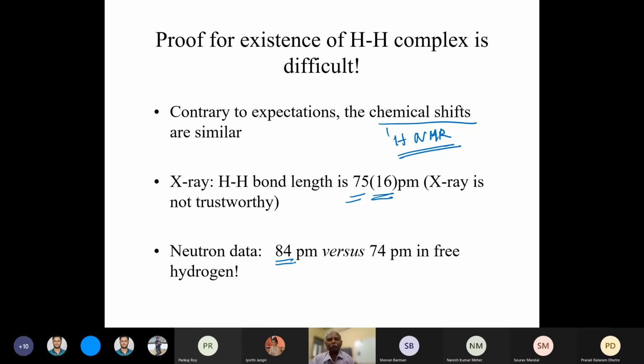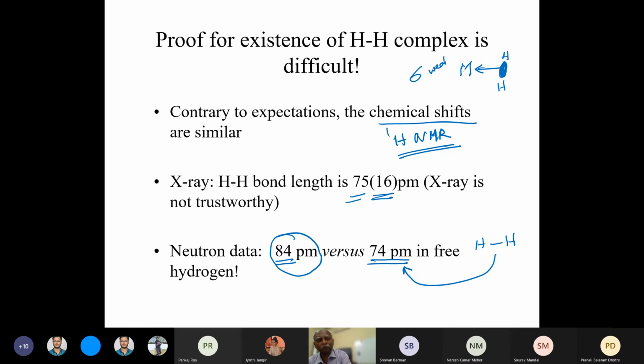Neutron data suggests that it is about 84 picometers in some complexes, whereas 74 picometers is what you find in free H2. That is, hydrogen-hydrogen distance is 74 picometers, and when it is coordinated to a metal, it is elongated to 84 picometers. If you assume that the model suggested by Seilad and Hoffman is correct, this is simply the bonding electron density between the two hydrogens has been depleted, so the sigma becomes weak, and so there is an increase in the bond distance.